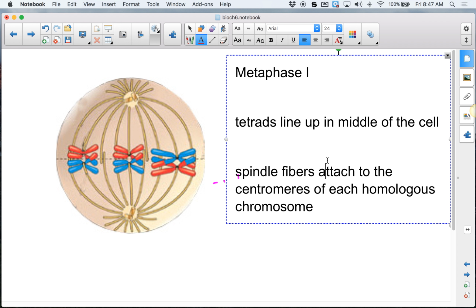And the spindle fibers are going to attach to the centromeres, just like in mitosis. But in this case, it's a little bit different. Because we have a tetrad, one spindle fiber is going to attach to one homologous chromosome. The other one is going to attach to the other. And as we'll see in anaphase, what happens is the homologous chromosomes get separated.